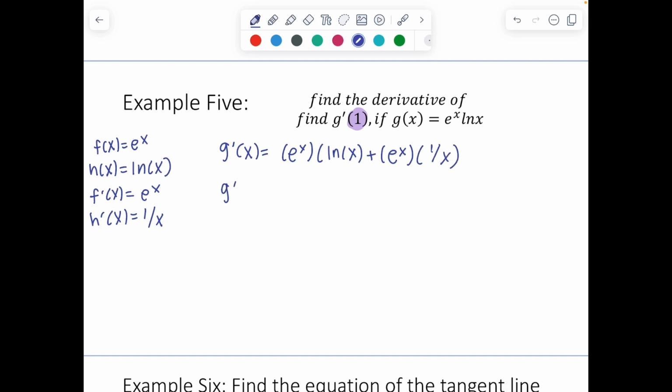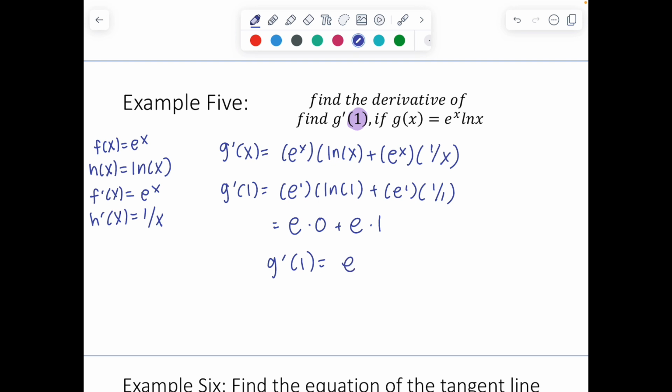And then I'm not going to clean it up because I'm just going to go ahead and plug in 1. So I have e to the 1 power times the natural log of 1 plus e to the 1 power times 1 over 1. To simplify that, it's pretty easy. The natural log of 1 equals 0. And so this would be e times 0 plus e times 1. And so the answer to this is just going to be e. You can write e to the 1 power if you want to, but it's the same thing as e.